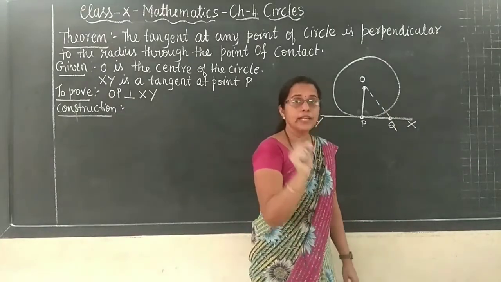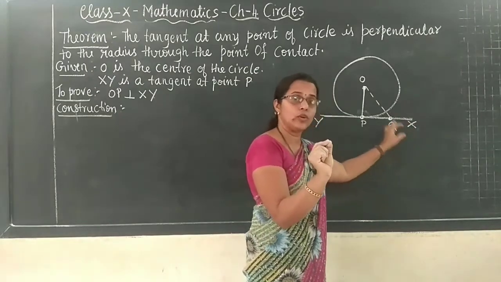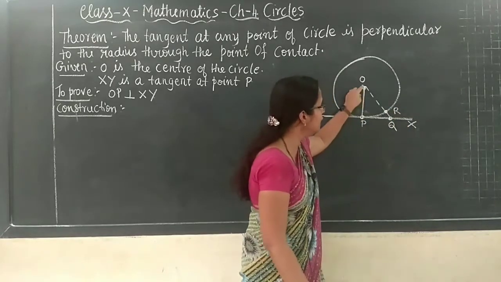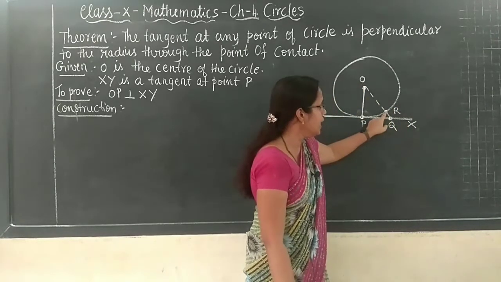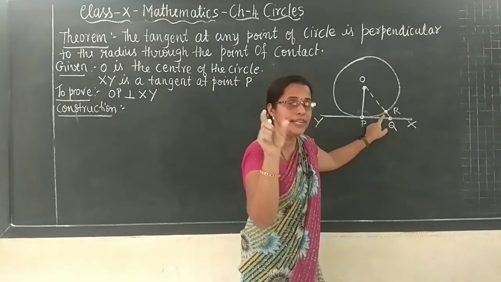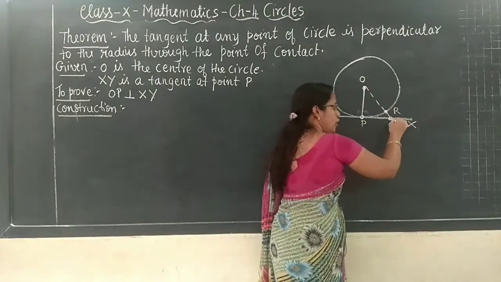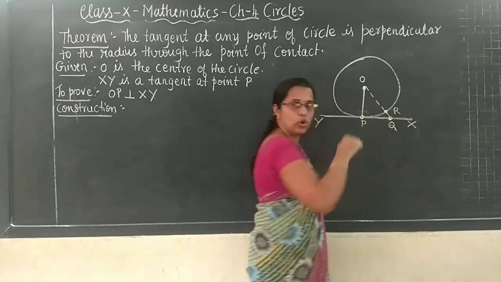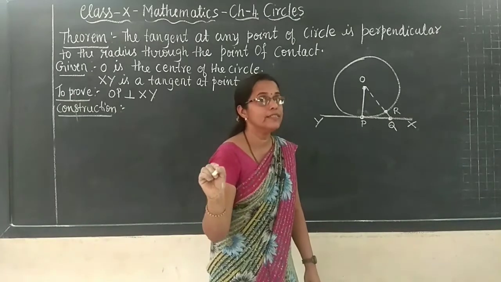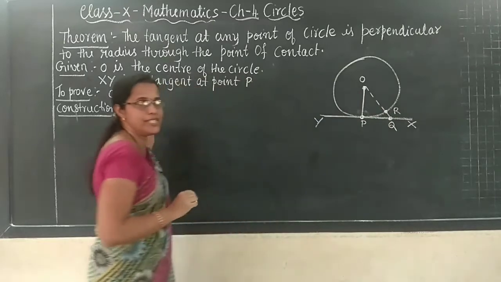OQ. So mark a point Q on XY and let OQ cut the circle at R. So this is R. Children, can you see? When I draw the OQ line, it will cut the circle at one point here, yes? That point you have to name R. So we have to write: mark a point Q on XY such that OQ cuts the circle at R. So this is the construction.